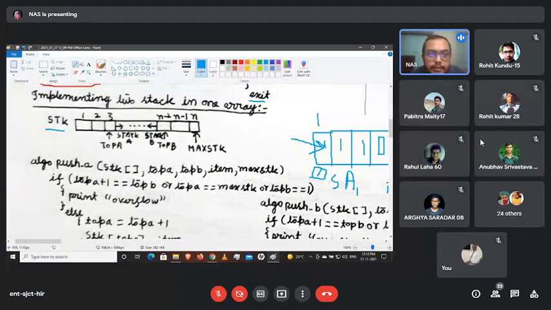Okay, so this particular side is our stack A, and this particular side is our stack B. Means insertion and deletion operations for stack A and stack B... Sorry, not stack A. Stack B is going to occur on this side, so let's write this one as SB. And insertion deletion, or let's say push pop operation for stack A is going to occur on this side. This is our SA.